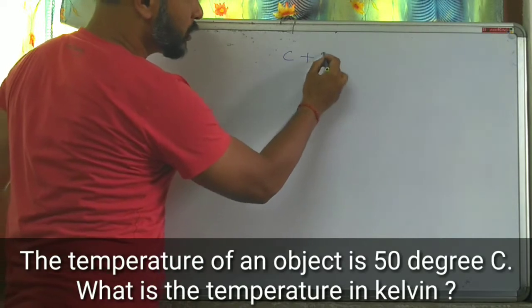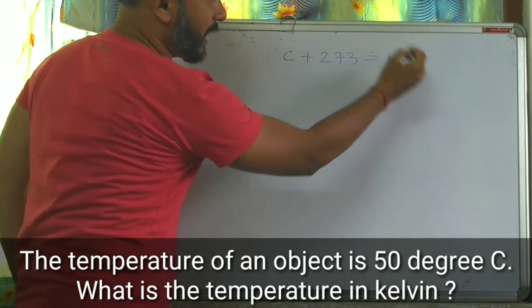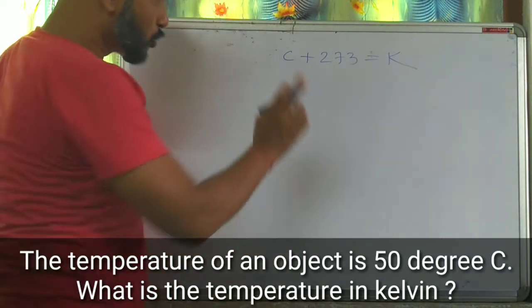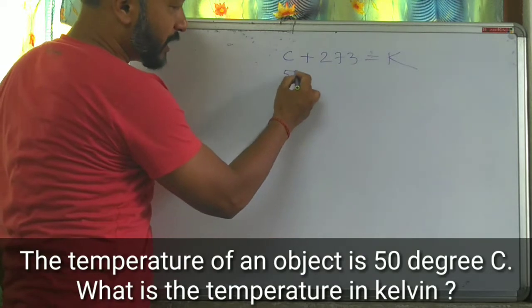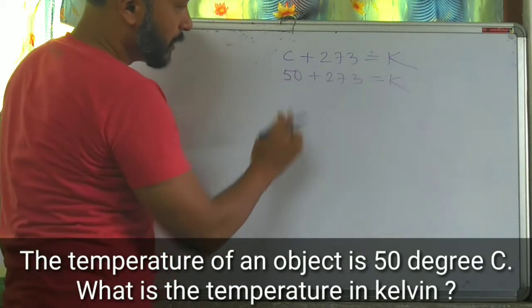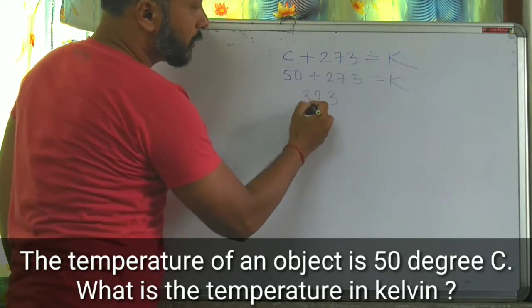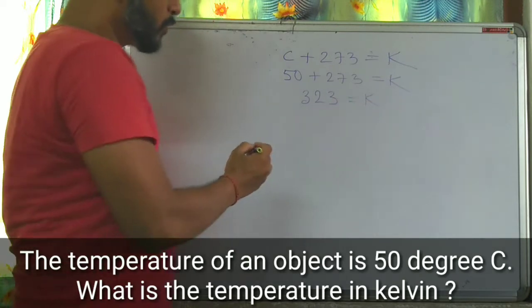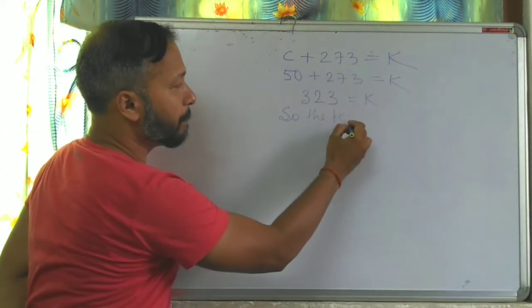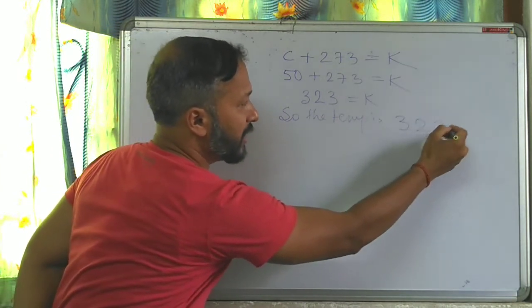C + 273 = K. What is the temperature of that object? 50 degrees Celsius. So instead of C, I will write 50. Add it to 273. So the temperature is 323 K.